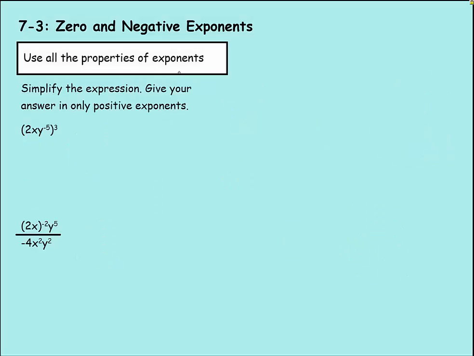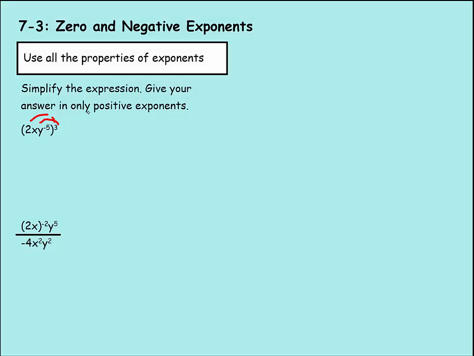Now we're going to use all the properties of the exponents at one time here in these problems. It says to simplify the expression, give your answer in only positive exponents. We have 2 times x times y to the negative fifth, so y is all by itself to the negative fifth. Then all of that is to the third power. So we can use our power to the power properties and multiply this times each part of this problem here.